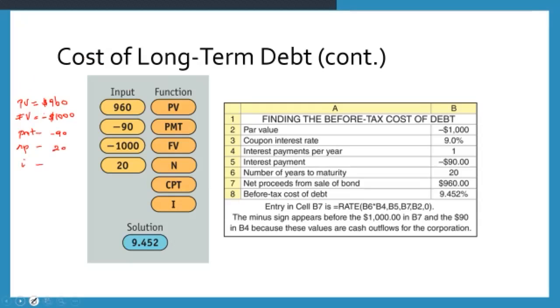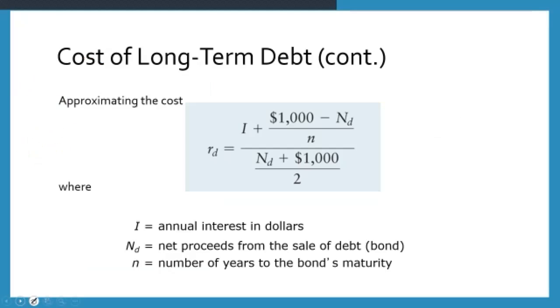So here we have the yield to maturity of this bond, right? That's the cost for the bond. Approximating the cost now of the bond, that's the yield to maturity. Now we want to know what's the overall cost of this bond. Approximating the cost, right? That's the next step. This is the formula.